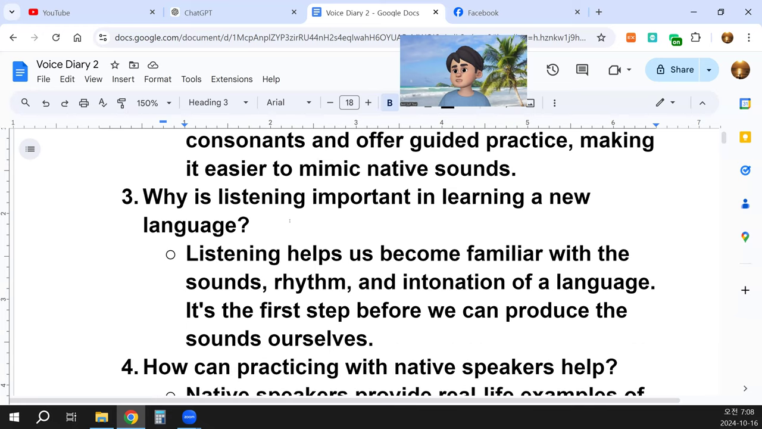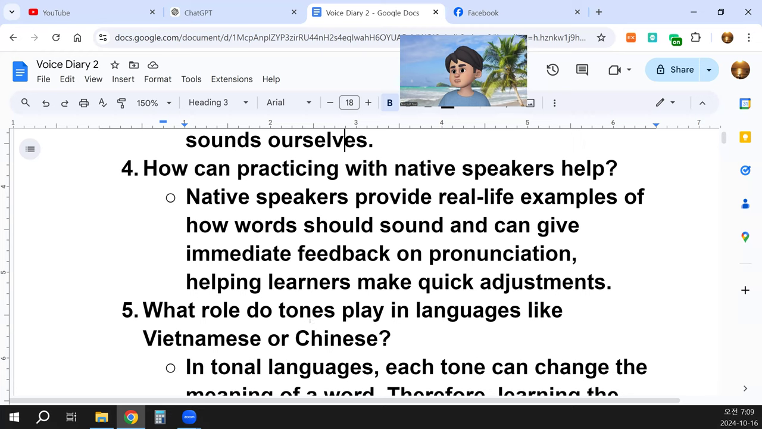Why is listening important in learning a new language? Listening helps us become familiar with the sound, the rhythm, and the intonation of the language. It's a first step before we can produce the sound ourselves. How can practice with native speakers help? Native speakers provide a real-life example of how words should sound and can give immediate feedback on pronunciation, helping learners make quick adjustments.